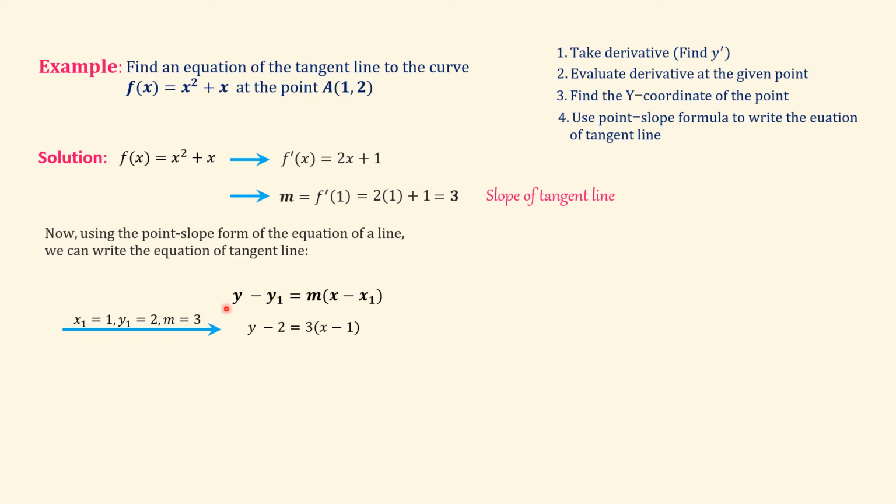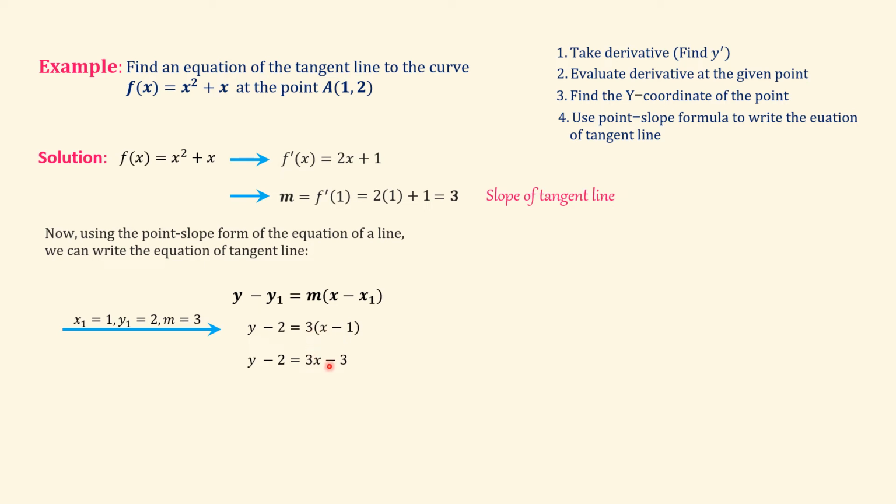This answer is completely correct and you don't need to do anything else. But usually we prefer to write the equation of the tangent line in the slope-intercept form. Or in another word, we want to solve this equation for y. If we distribute 3 in these curly brackets, we have y minus 2 equals 3x. 3 times x is 3x.